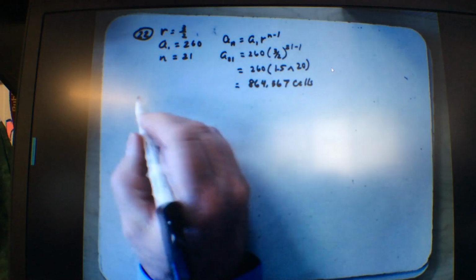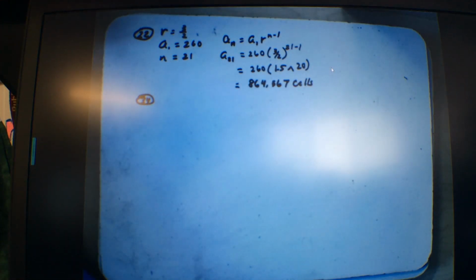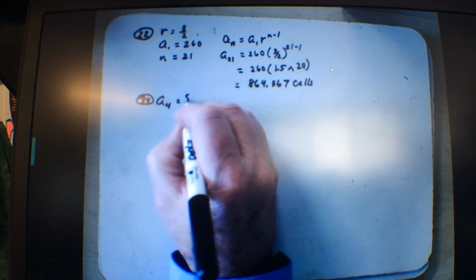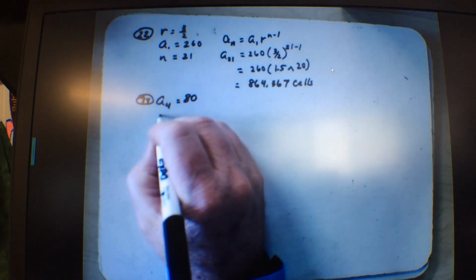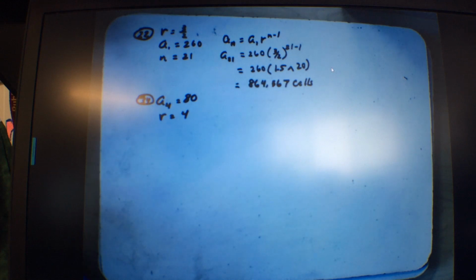All right. How about 34? Anybody curious about 34? Only because you know you're going to do it, right? It says write an equation for the nth term. That's how we started this. You have a sub 4 equals 80 and r equals 4. What are we missing? A sub 1. We're missing a sub 1.